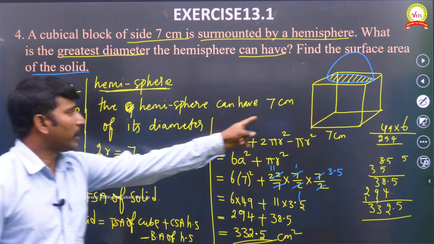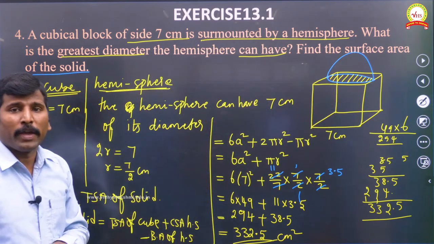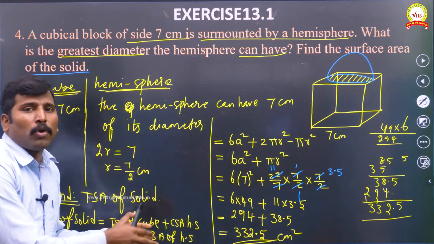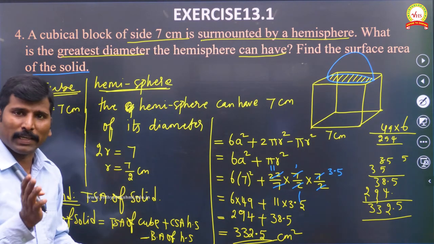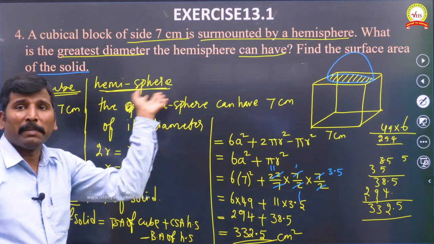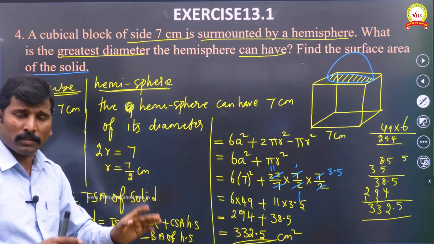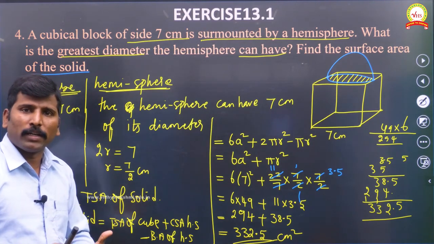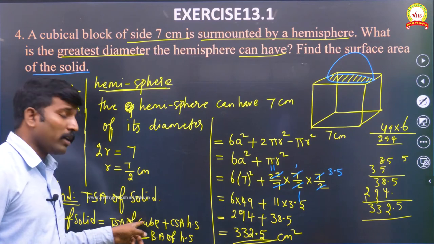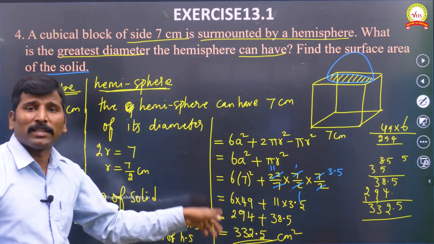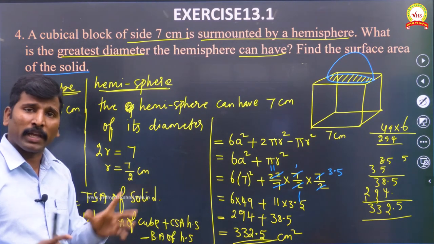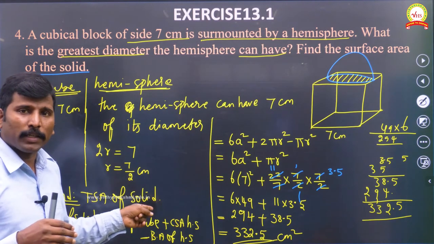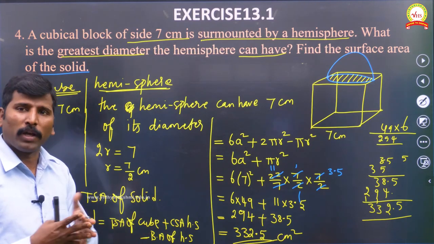From the diagram we have to understand why we are subtracting the base area. Already in the same model we have one example sum. I have already given it, it is the same diagram, only the measurement is changed, same method: total surface area of the cube plus CSA minus base area of the hemisphere, everything same. Go through it once. Look at this too, two important sums, and if you see them you will understand.